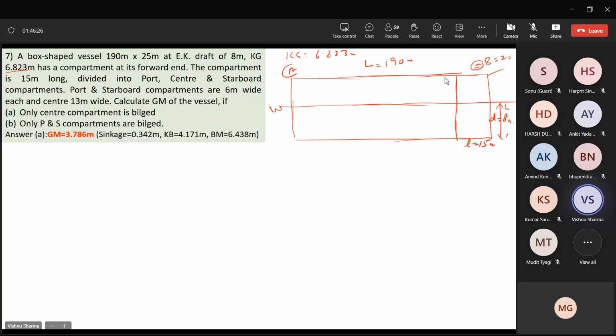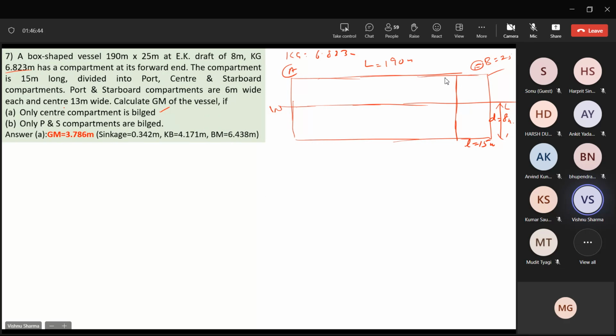Port and starboard compartments are 6 meters wide each, and center is 13 meters wide. Calculate the GM of the vessel if only the center compartment is bilged. So I will take only the center compartment first.